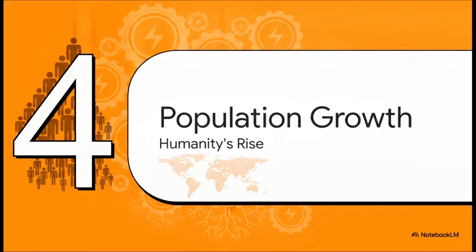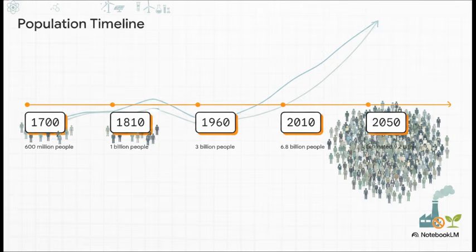Shifting gears a bit, Section 4, Human Population Growth. To give you some perspective, back in the year 1700, the global human population was around 600 million. It took over a whole century until 1810 to hit 1 billion. But then, the curve just steepens wildly. By 1960, we hit 3 billion. Just 50 years later, in 2010, that number more than doubled to 6.8 billion. And the textbook data projects that by 2050, we are going to reach an estimated 9.2 billion people. That is a staggeringly rapid acceleration of human population growth.